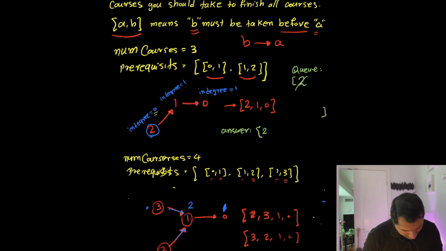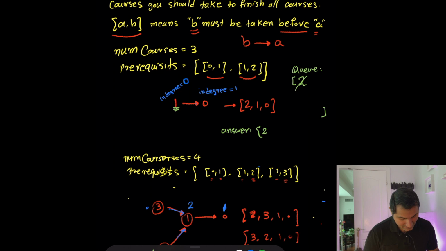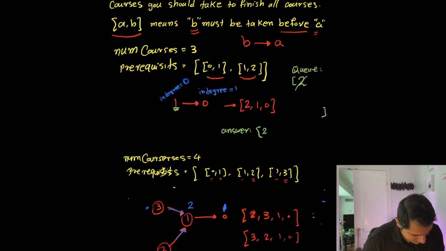When I remove 2 from my graph, I have to update the in degree of its neighbors. The neighbor of 2 is 1, and when I remove 2 from the graph, the in degree of 1 becomes 0, right? So I remove 2 because I already visited it. I remove the edge, and now I have to update the in degree of 1. Because the in degree of 1 is now 0, I add it to my queue. Now I go and check my queue again. There's 1 in it.